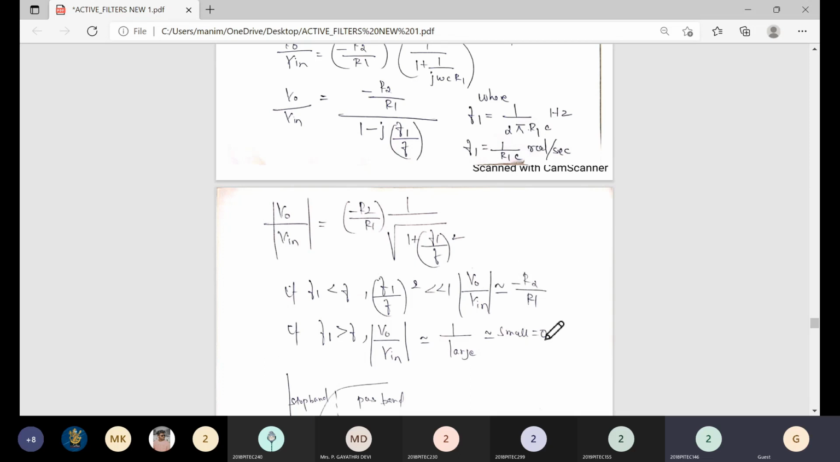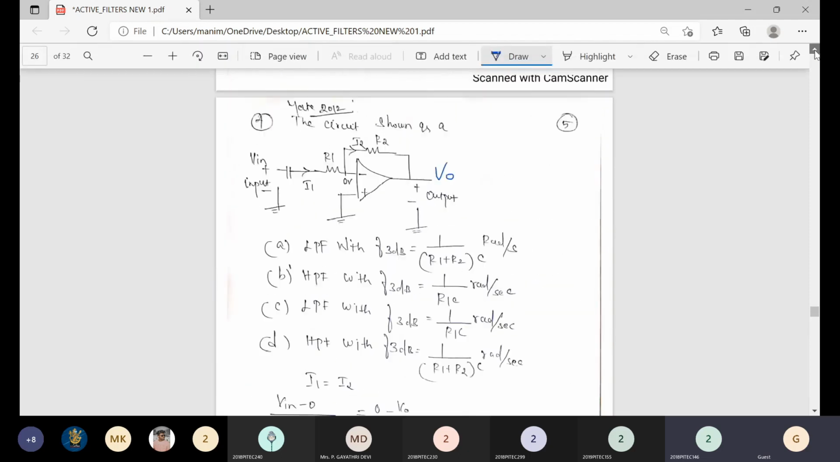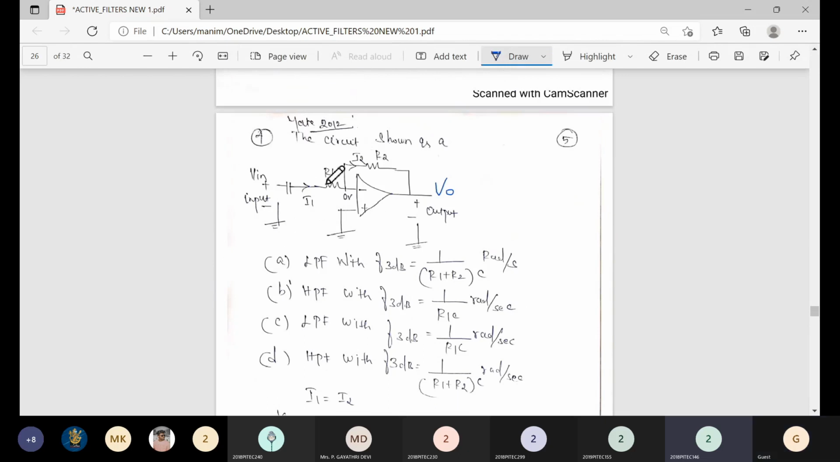At low frequency we have zero output, okay? So the filter allows only the high frequency signal. So it is a high pass filter. The given filter is the high pass filter, right?